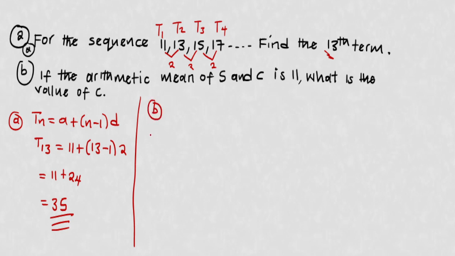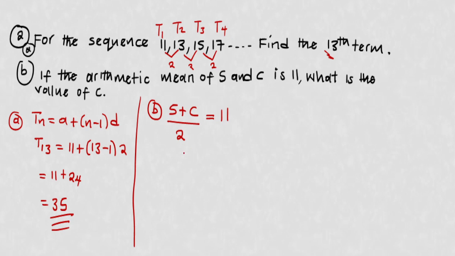If the arithmetic mean of 5 and C is 11, what is the value of C? Now what do we mean by arithmetic mean? Mean simply means average. So if you are to find the average of two numbers, you just add those two numbers, 5 plus C, then you divide by how many they are. There are 2, so I'll divide by 2. Now they are saying after you do that, the answer you should get is 11. That's what the question is saying.